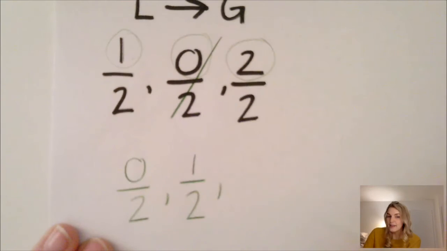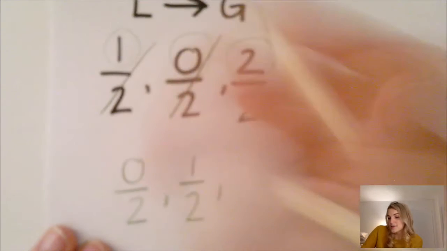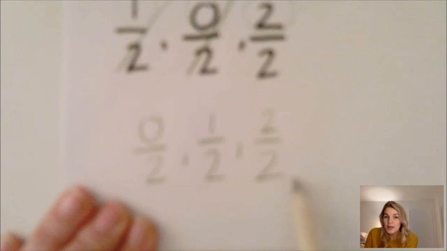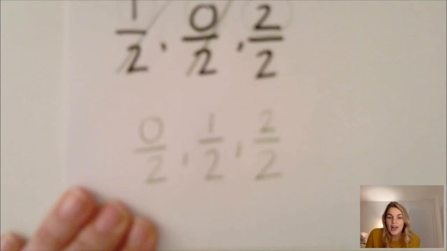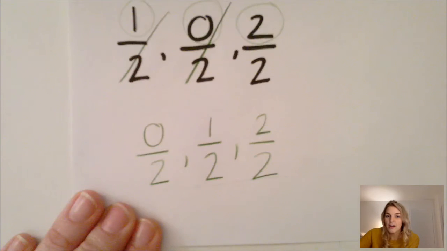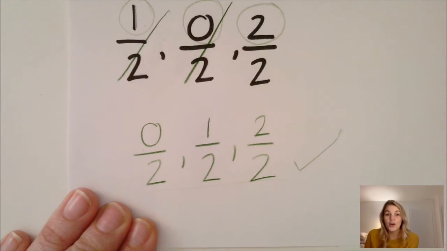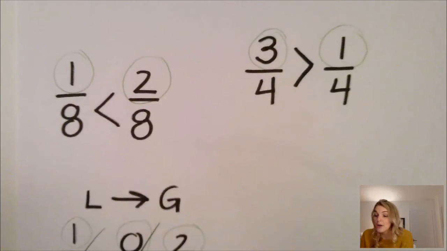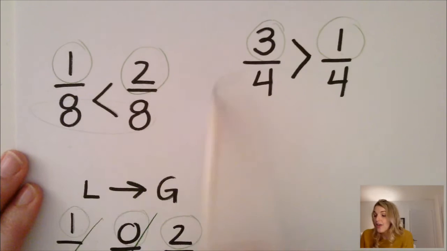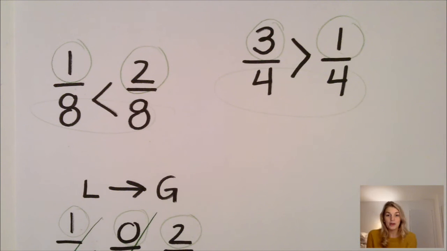Now, finally, I see 2 halves. So if we were just to look, I see all the denominators are the same. So let's just check out our numerators, and let's make sure that they are in order. 0, 1, 2. So those are in order from least to greatest. So remember today, guys, when you're working, if your denominators are the same, all you are looking at is your numerator.